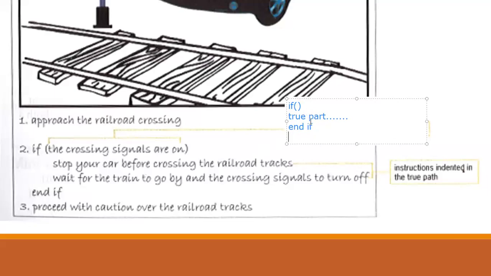In here we have only a true part. If we have scenarios with both true and false, then we have to go with the if, else, and end if also. So in a normal signal, how many conditions do we have? Normal signal.